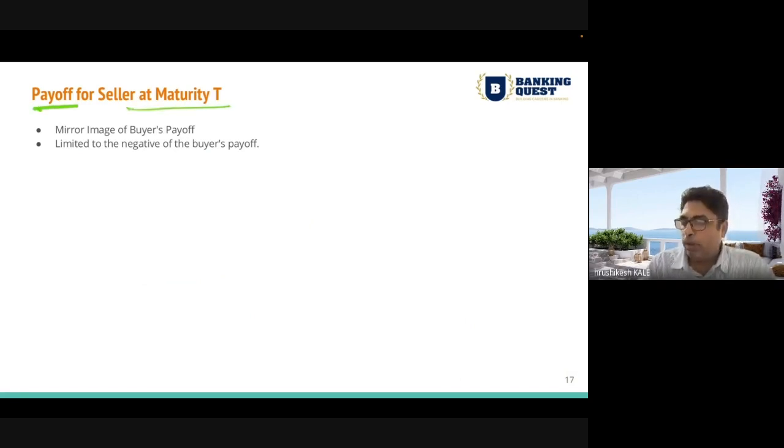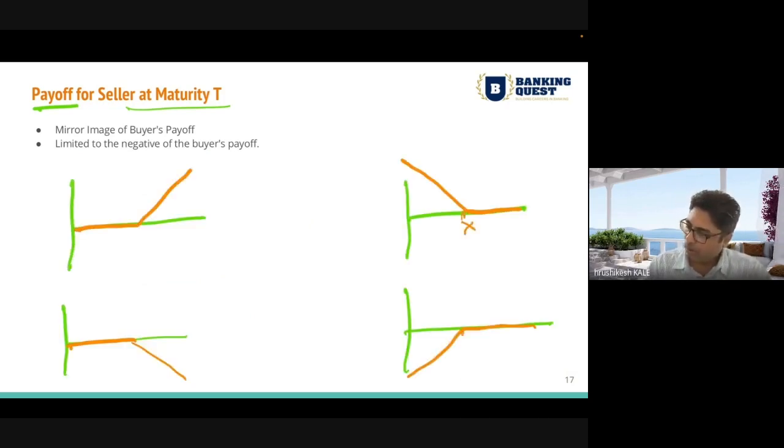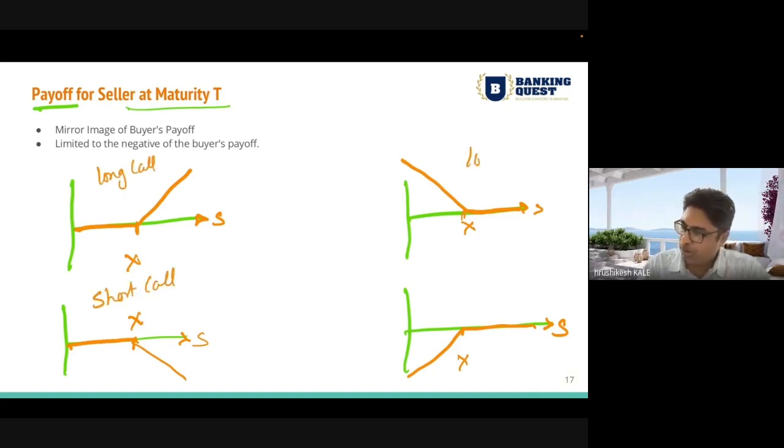I will just draw the payoff diagram of all four here itself. I want you to remember all those four diagrams. These points all are exercise points. And this line is basically your price line, S line. This is long call. This is short call. This is long put. This is short put.